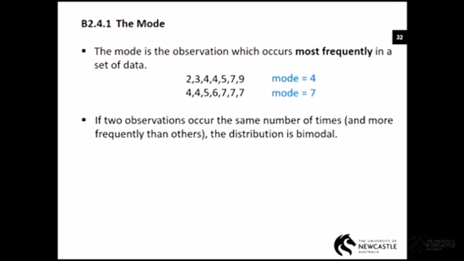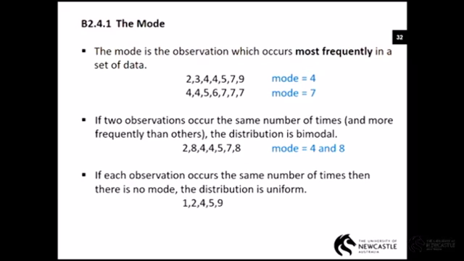If 2 observations occur the same number of times, and more frequently than the others, the distribution is bimodal. Meaning, okay, first thing I would do here is write it in order: 2, 4, 4, 5, 7, 8, 8. It's not a have to, it's just to make sure I don't miss it. Because initially it looked like the mode was 4. But I've got 2 4s and 2 8s. The mode was 4 and 8. Okay? If they're both equally as high, they're both modes, 4 and 8.